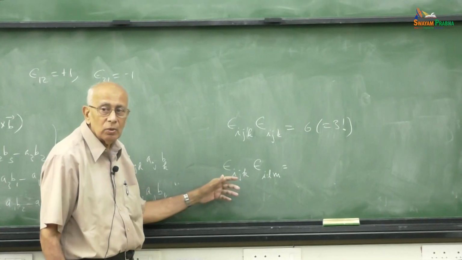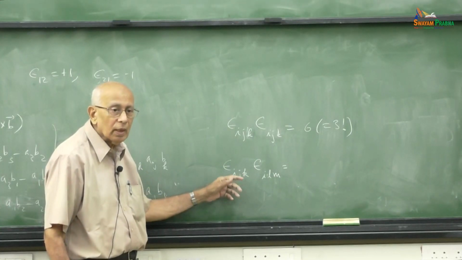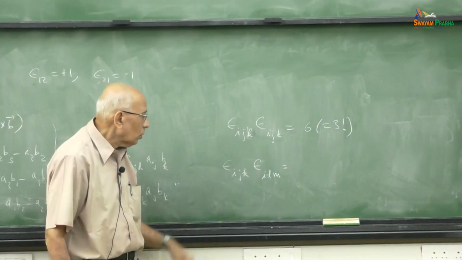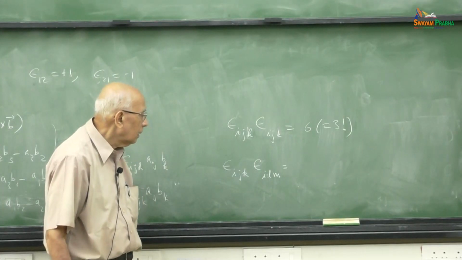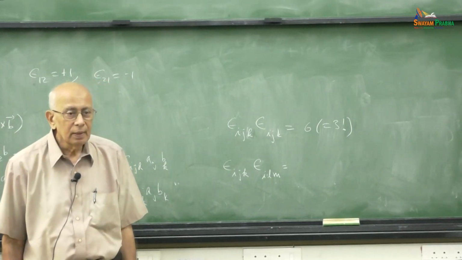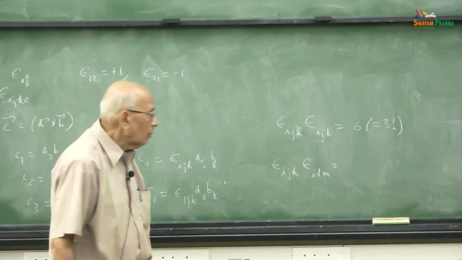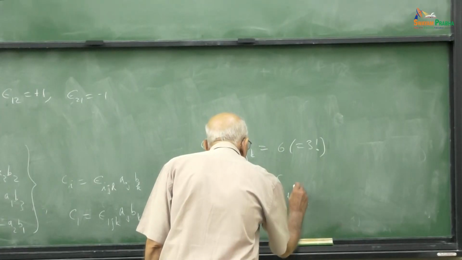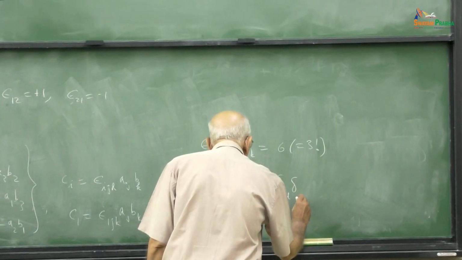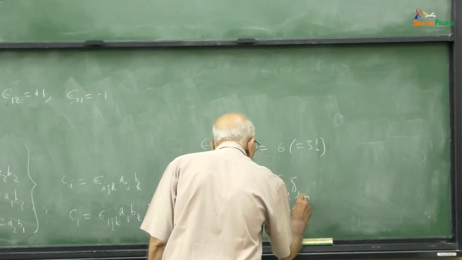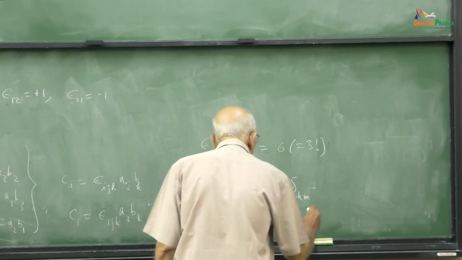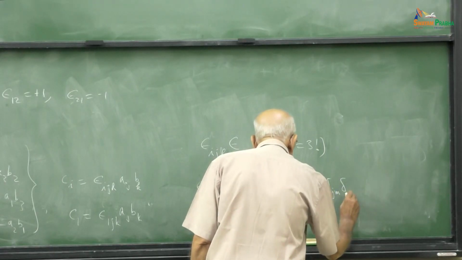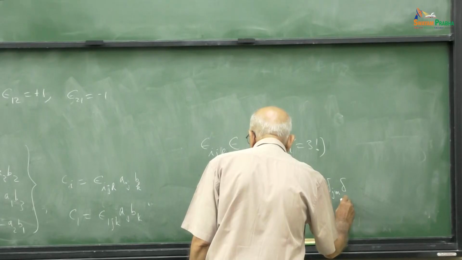You contract two indices, you will get a tensor of rank 2. You contract all three, you get a scalar. Okay. What do you think this is going to be? Well, let me write the answer down. I want you to verify it. It's delta JL delta KM minus delta JM delta KL.